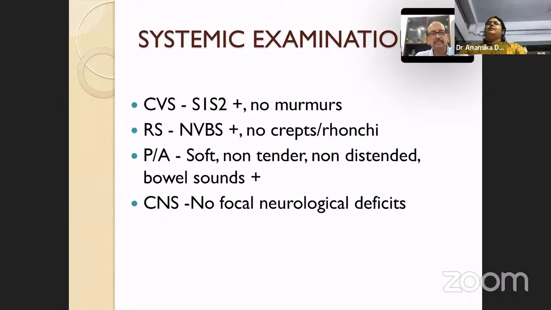Coming to the systemic examination, cardiovascular system-wise, S1 and S2 were heard well. There were no added sounds or murmurs. She had normal bilateral vesicular breath sounds, no added sounds. Her abdomen was soft, non-tender. There was no organomegaly, and bowel sounds were present. And she did not have any focal neurological deficits.